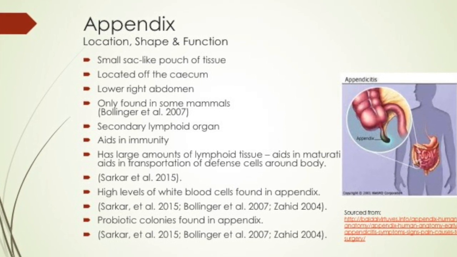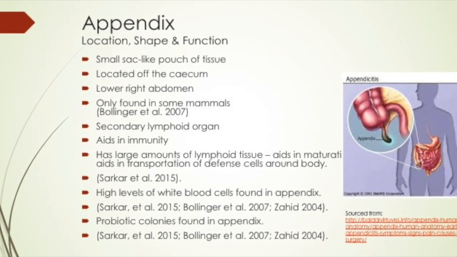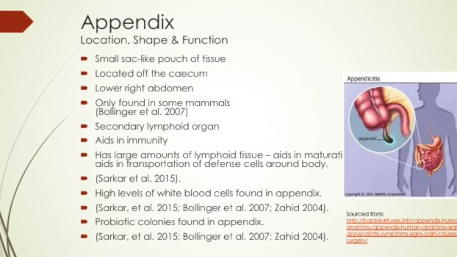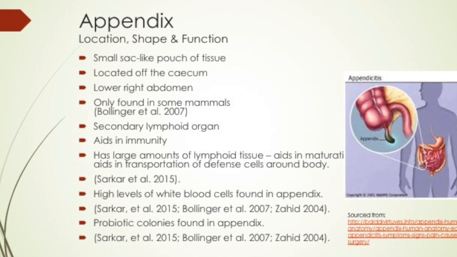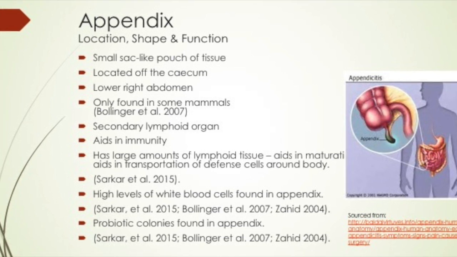As well as having high levels of white blood cells, the appendix also produces and protects probiotic colonies in the gut, which are used to restore intestinal flora in case it is destroyed by an infection. Hence, the appendix is an essential part of the immune system.